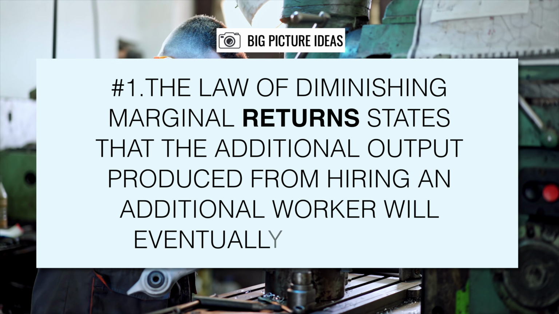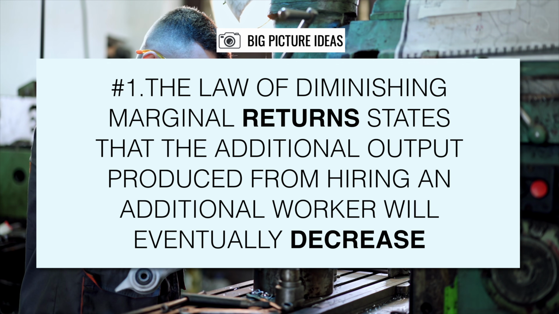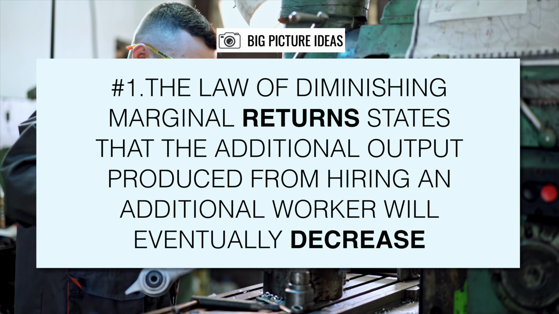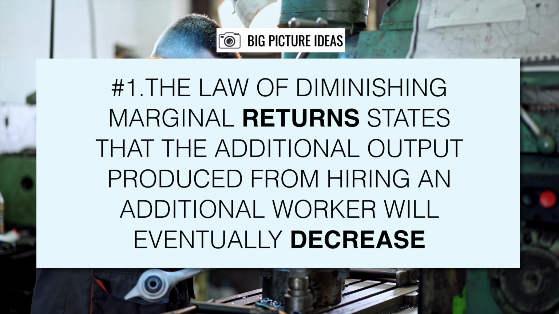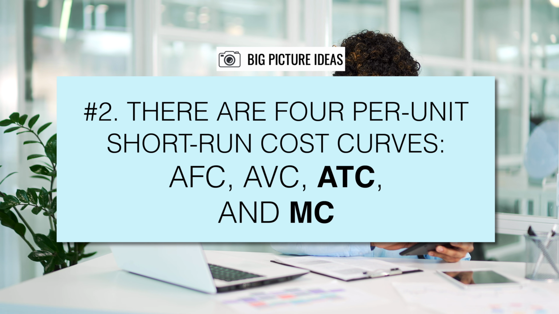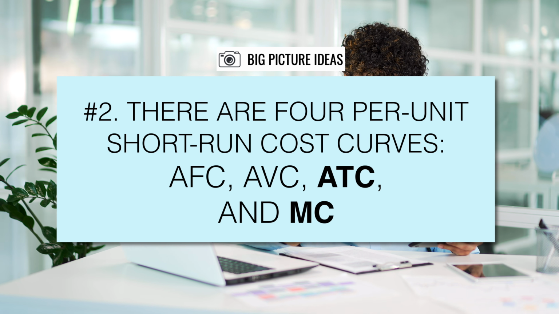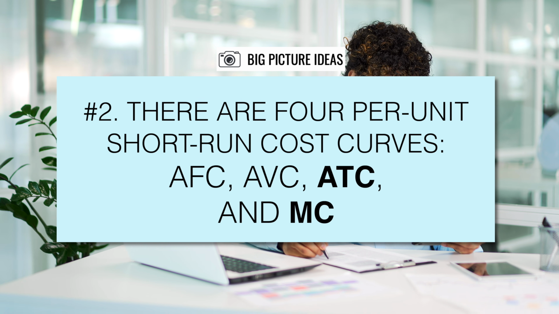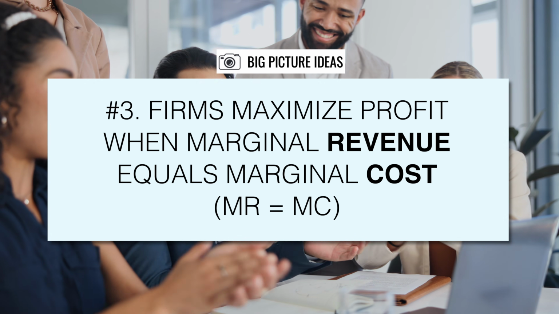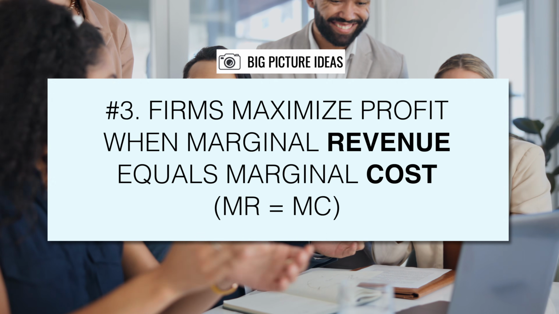Number 1, the law of diminishing marginal return states that the additional output produced from hiring an additional worker will eventually decrease. Number 2, there are 4 per unit short run cost curves that you absolutely have to know: average fixed cost, average variable cost, average total cost, and marginal cost. Number 3, firms maximize profit when the marginal revenue equals the marginal cost.